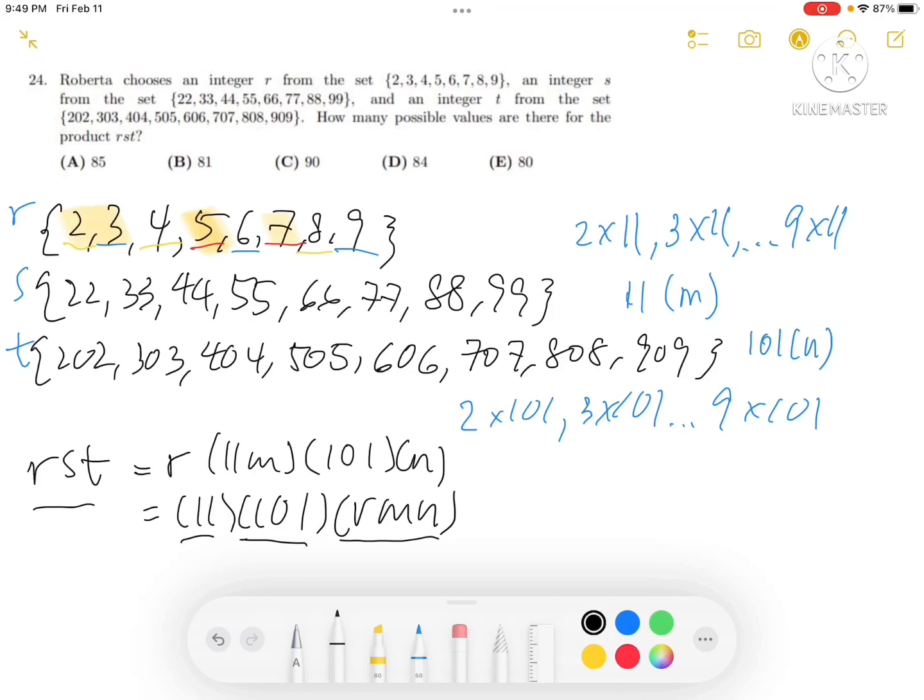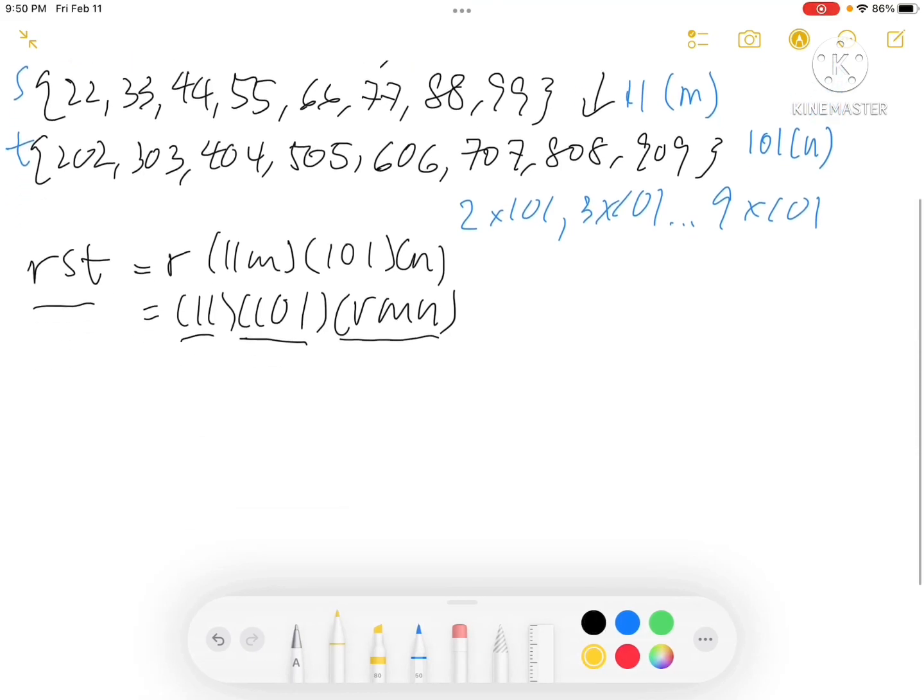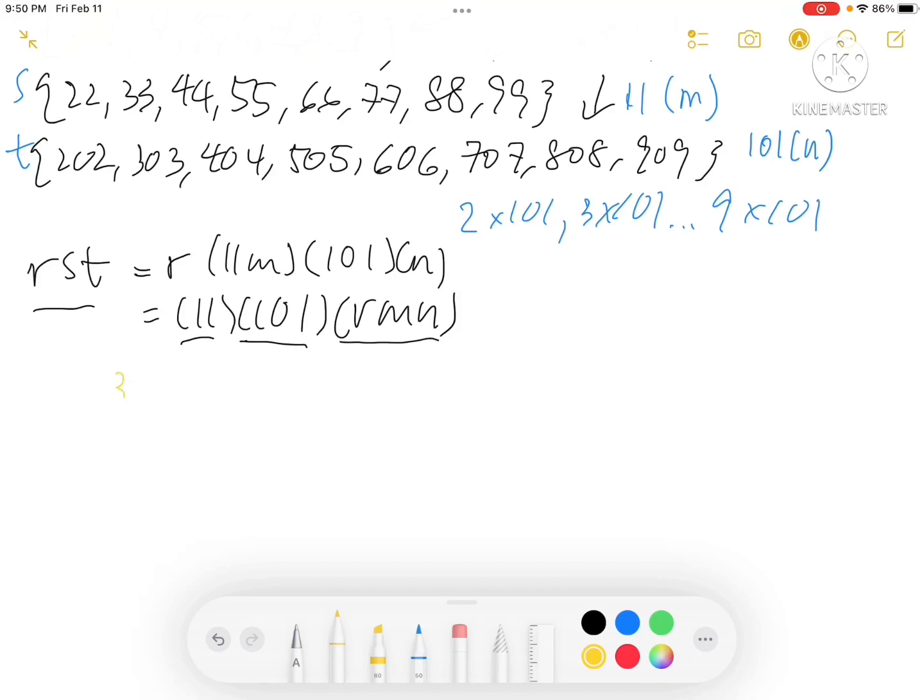Okay, so we notice that in this set, there can be only one multiple of 5 and one multiple of 7, which is also the same in this one and this one. So we know that in RMN, there can be at most 3 factors of 5, and similarly, 3 factors of 7 max. So now we can count the number of possible values for R, M, and N by considering the different possibilities for the number of factors of 5 and 7.